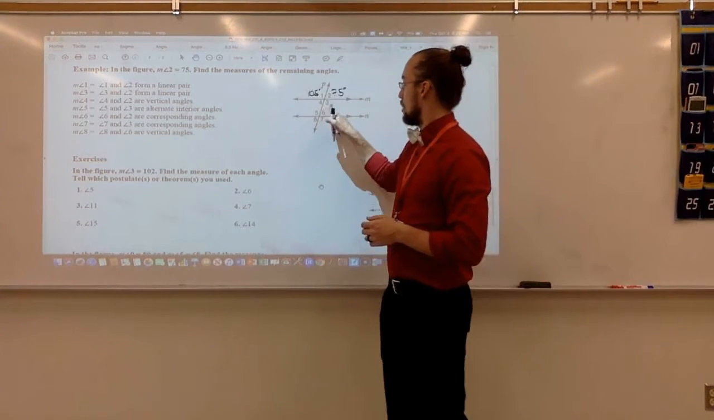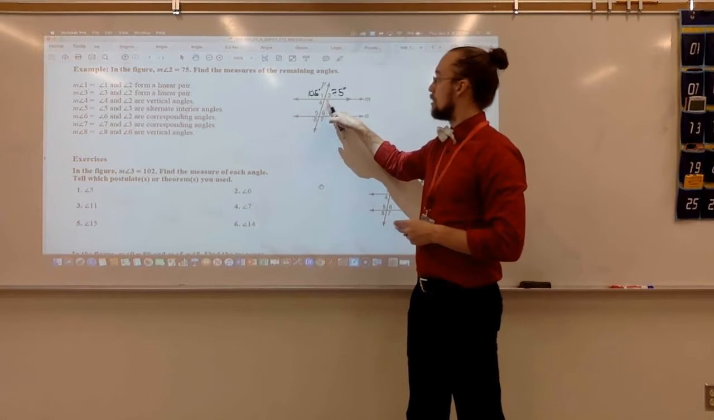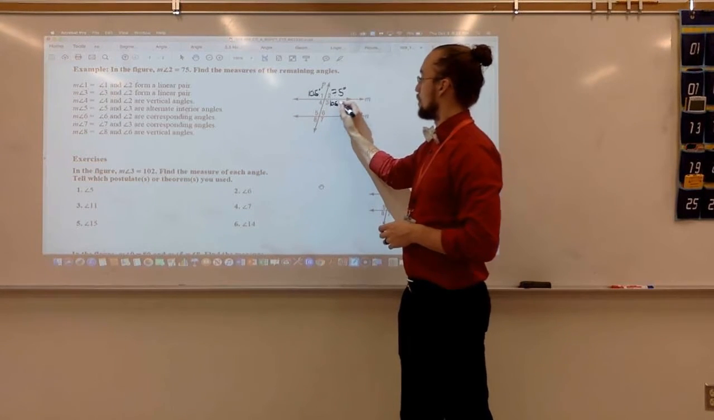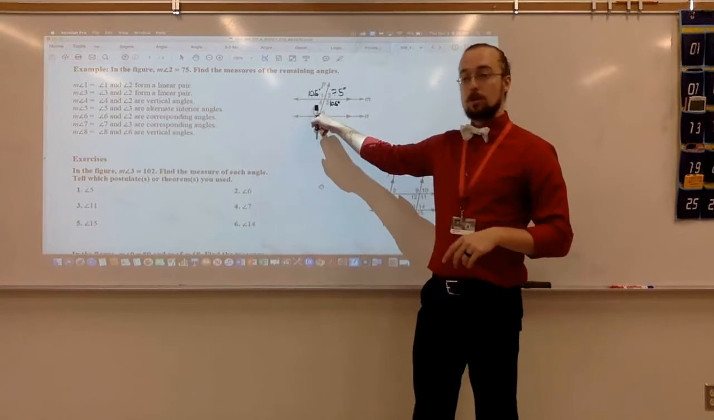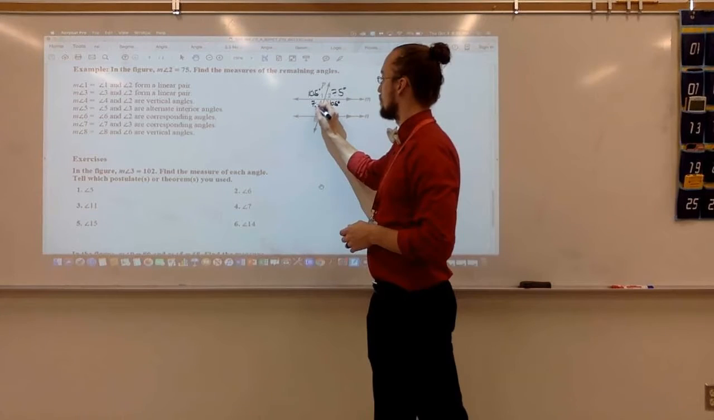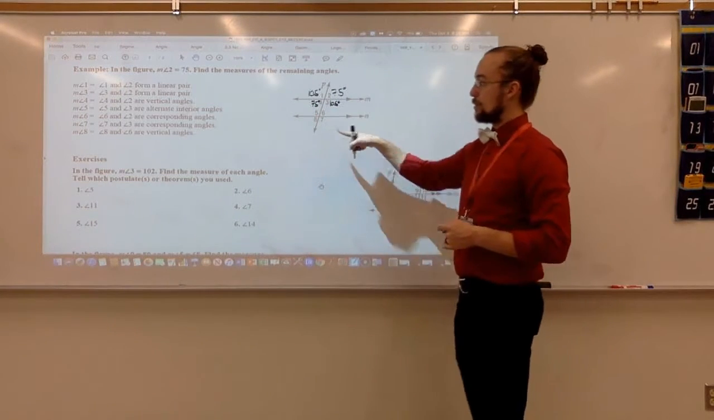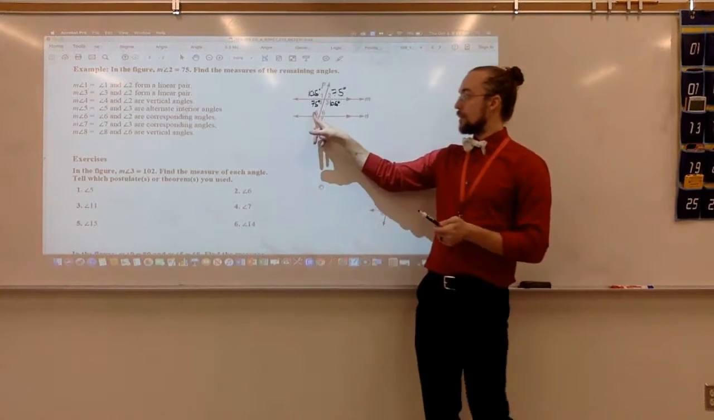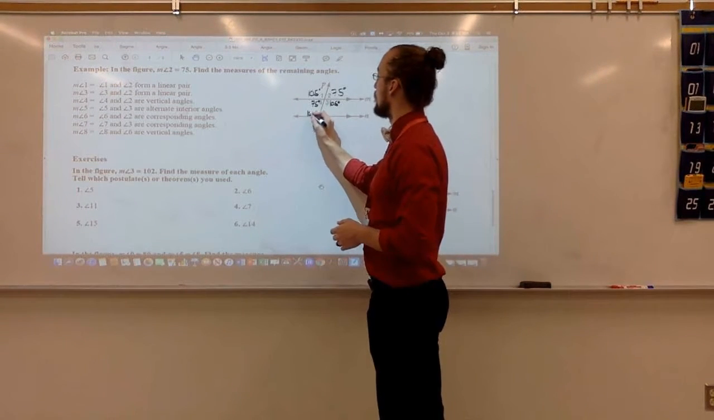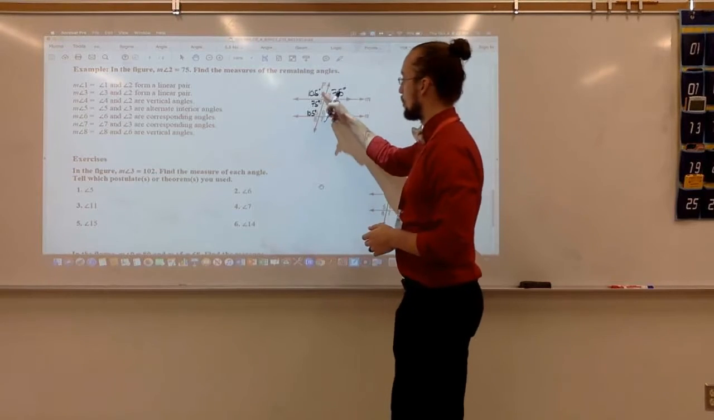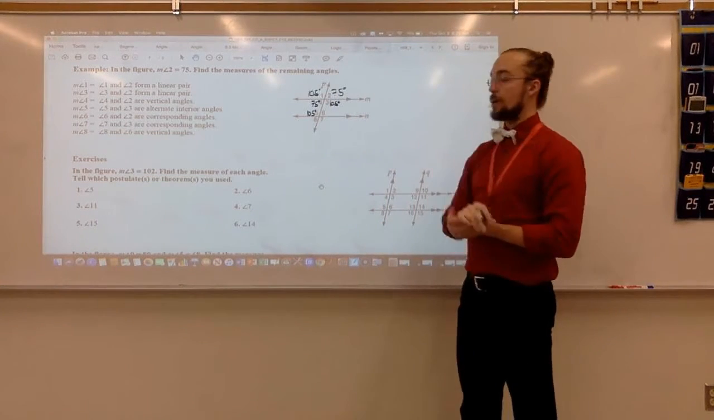How about angle 3? What would that be? 105. We could say these are a linear pair, or these are vertical. How about angle 4? 75. Now, what if we jump down here? What would the measure of angle 5 have to be? 75. Now remember, we can only do this if we know these lines are parallel.